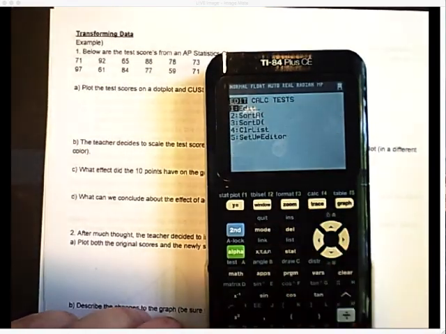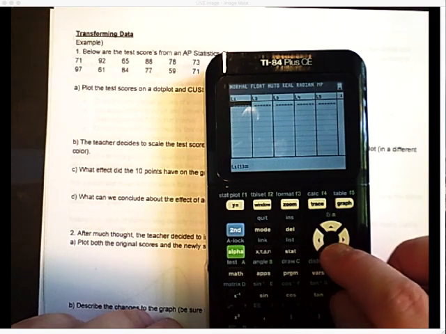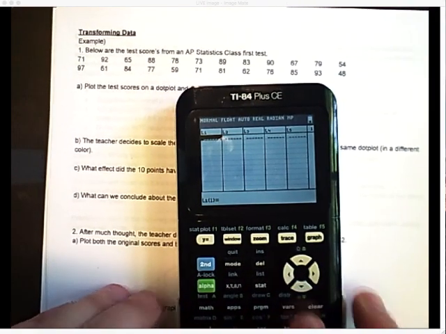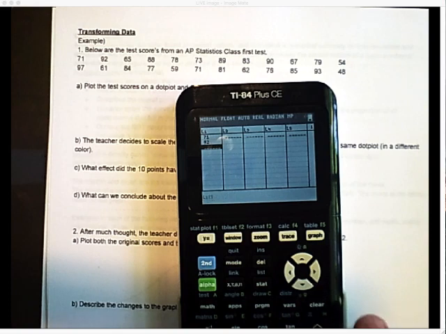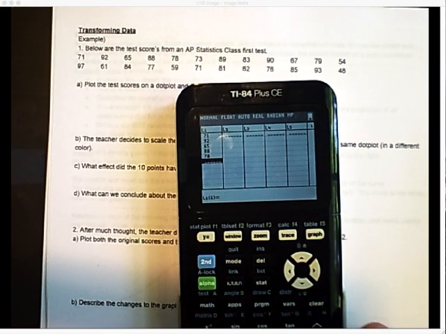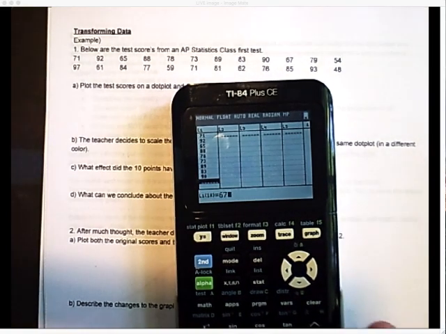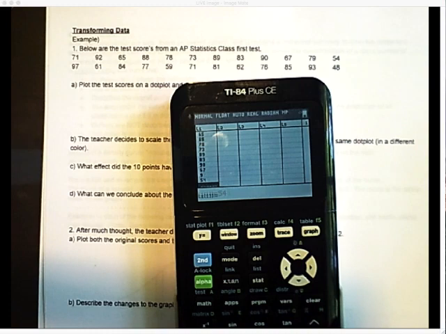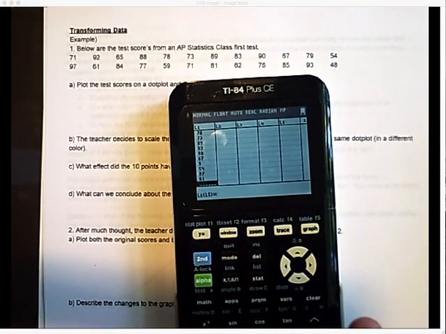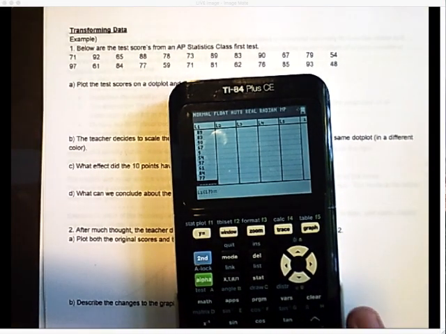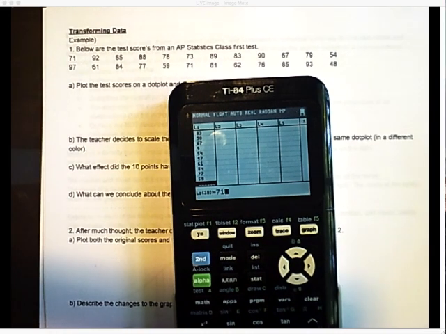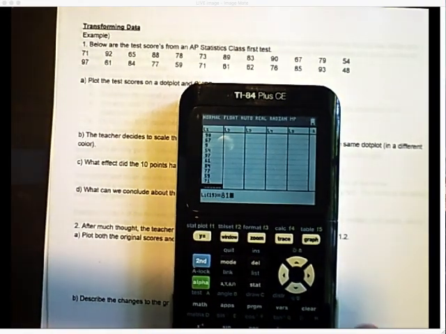Okay, so just a little review here. Let's go ahead and put the data into list 1 here. 71, 92, 65, 88, 78, 73, 89, 83, 90, 67, 79, 54, 97, 61, 84, 77, 59, 71, 81, 62, 76, 85, 93, and someone who got a 48.